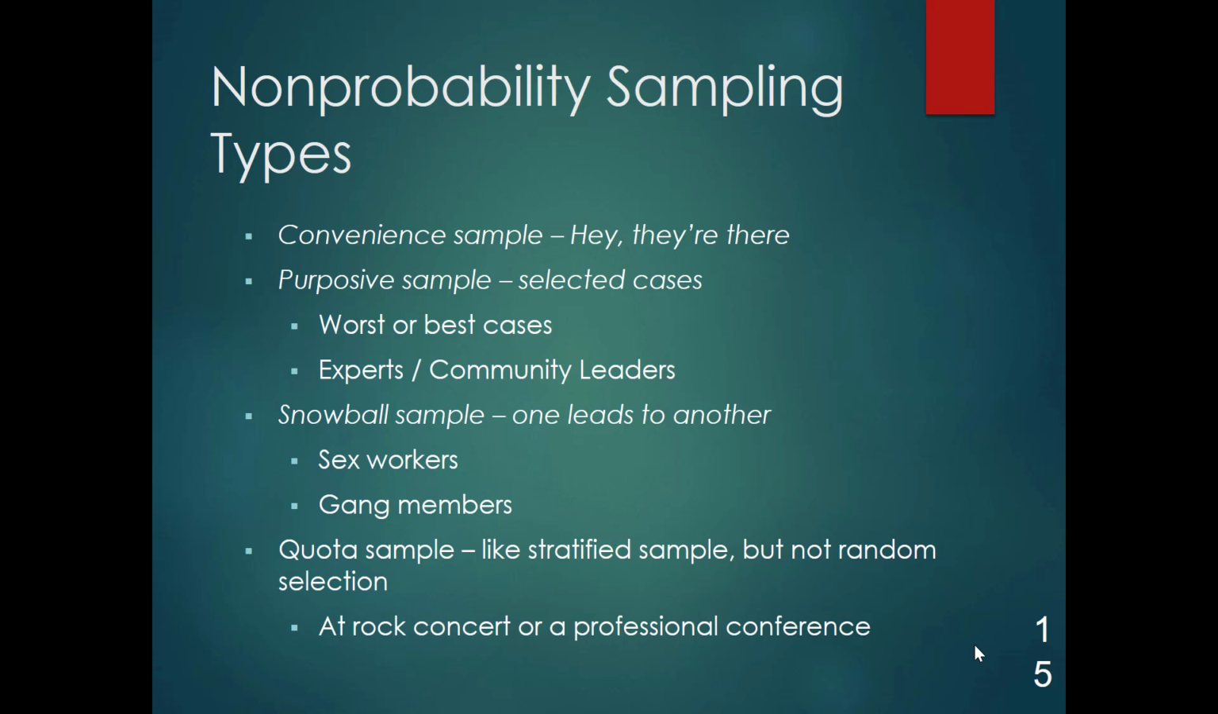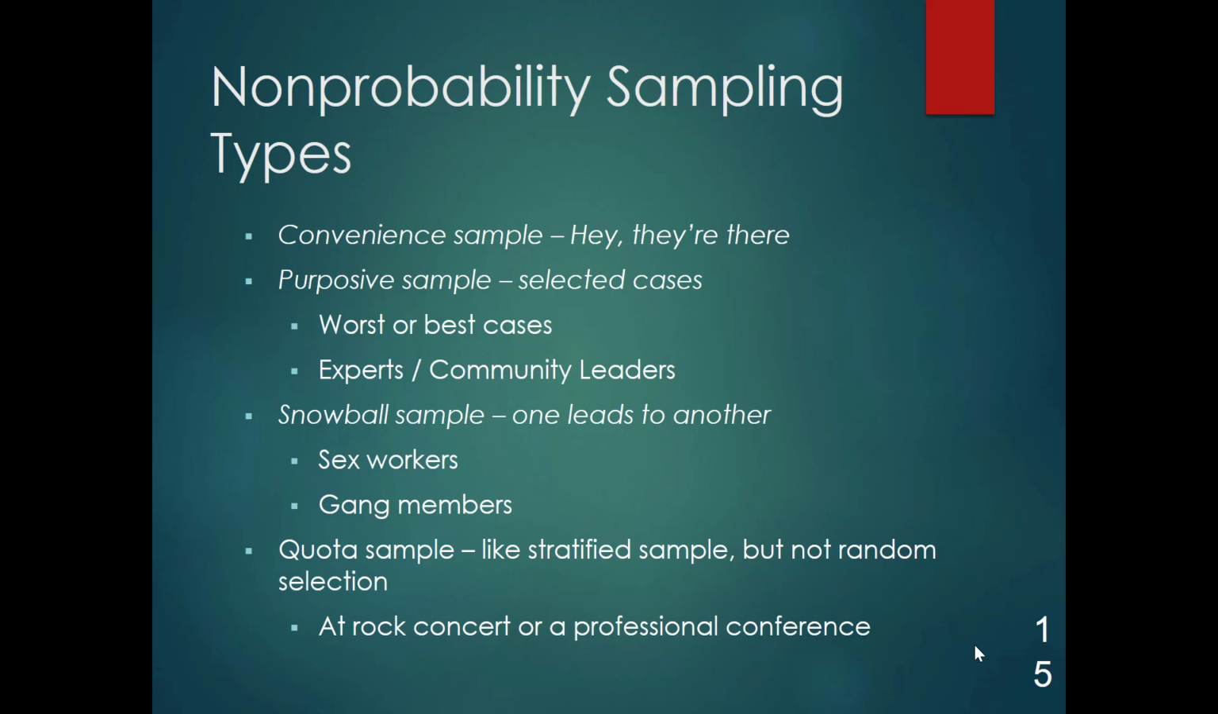The other one is purposive sample. Basically with this, there's a specific purpose as to why you're selecting specific cases. So there's a purpose in why you're including certain people in your sample. It can be things such as they're the worst cases or the best cases, or it may be because they're experts or community leaders. Those are just some reasons you may have for selecting those people.